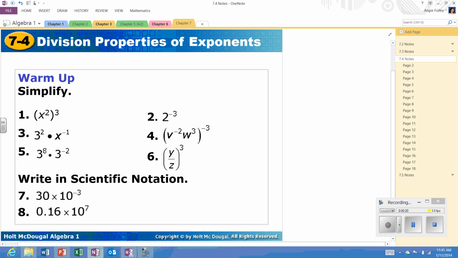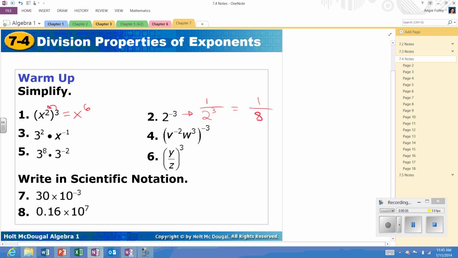Okay, so the first one, x squared taken to the third power. Now we talked about if an exponent is raised to a power, we need to multiply those exponents, so this is going to be x to the sixth. If we have a negative exponent, we need to make it positive, and the way we do that is by moving it to the opposite location, and in this case it was in the numerator, so we're going to move it to the denominator. And you can either leave it as 2 to the third, or 2 times 2 times 2 is 8, so you could rewrite it like that as well.